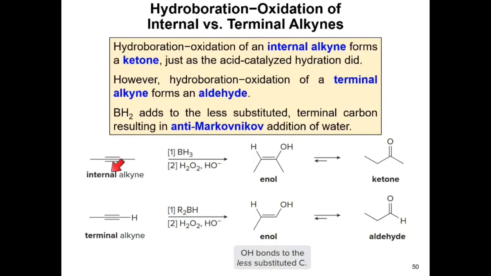So here you can see that we have an internal alkyne undergoing hydroboration-oxidation reaction, and this results in the formation of an enol and then gets tautomerized into a ketone. However, for a terminal alkyne, you can see that in the hydroboration-oxidation reaction, you get an enol in which the hydroxy group is bonded to the less substituted carbon atom, and this gets tautomerized into an aldehyde.